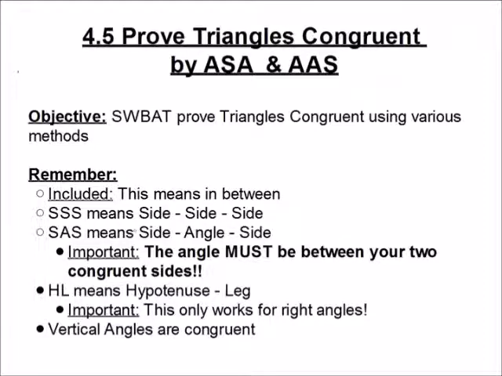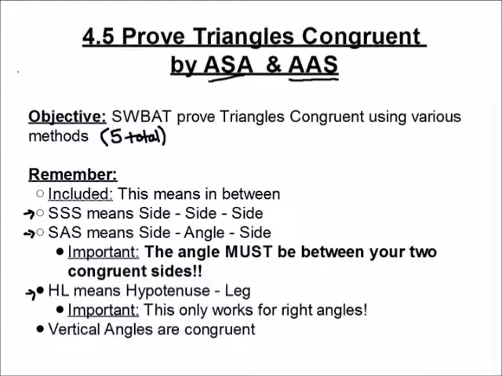We've had side, side, side. We've had side, angle, side. We've had hypotenuse, leg. And now finally we're going to have angle, side, angle, and angle, angle, side. Students will be able to prove triangles congruent using various methods. There are 5 in all. So make sure that you know all 5 of these. Probably use Quizlet to quiz yourself.